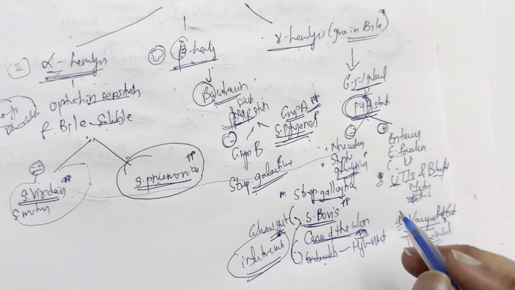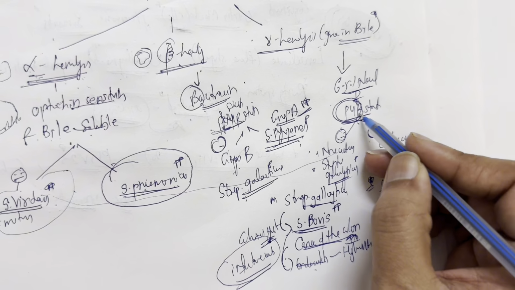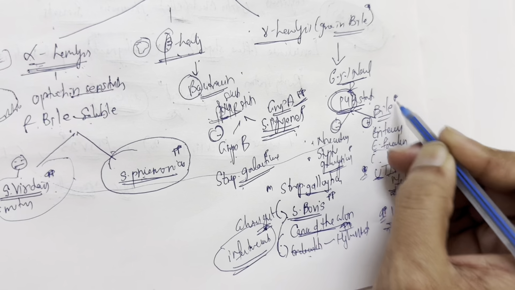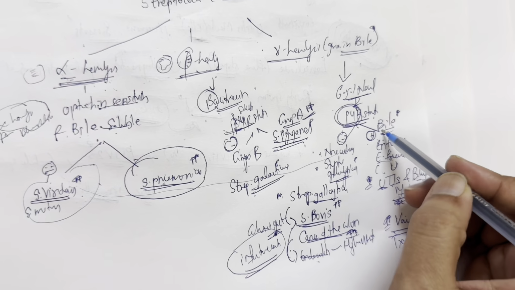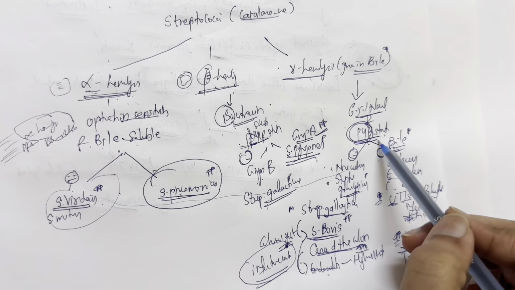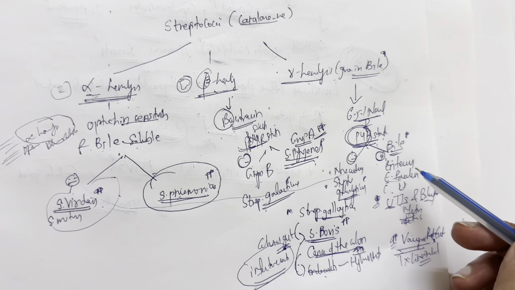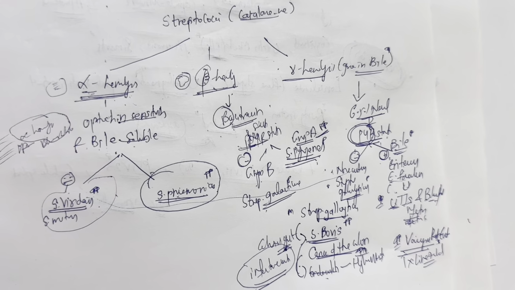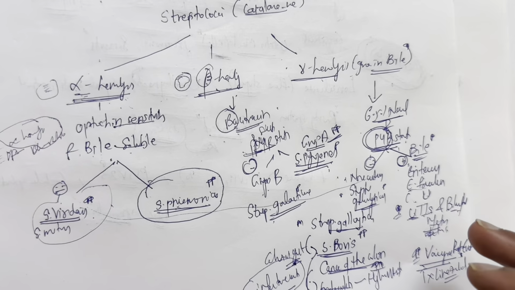Another thing is enterococci are PYR positive, right? And they can also grow in bile. So they can test you by saying there's a bile-soluble organism that is PYR positive, then you can easily remember it's enterococci. Enterococci cause what? UTIs and also biliary tract infections.